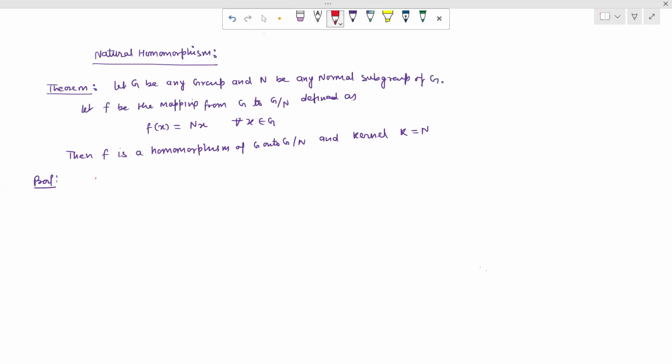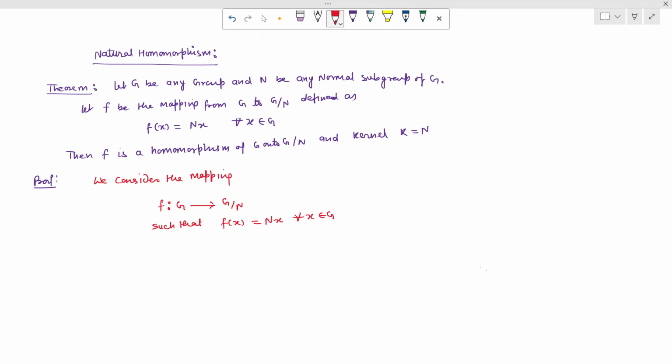So we consider the mapping which is defined from G to G over N. N is a normal subgroup of G, and in our quotient group, N works as the identity element. So you remember, the function is defined as f(x) = Nx for every x belongs to G.